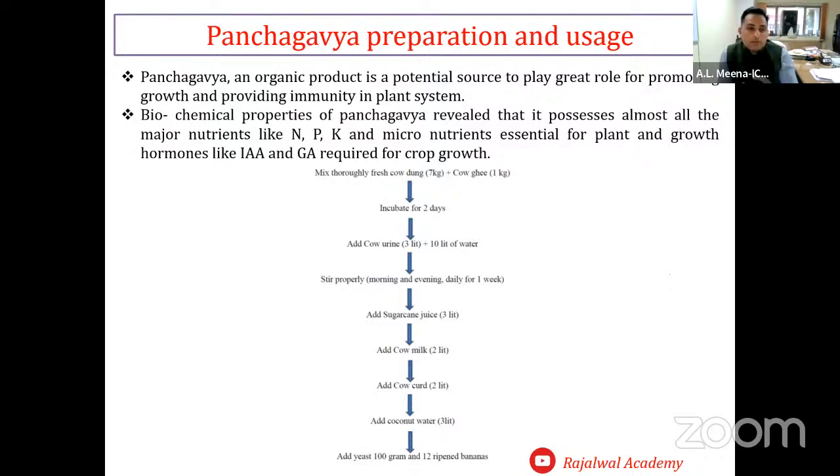plant system. Biochemical properties of Panchagavya revealed that it possesses almost all the major nutrients like nitrogen, phosphorus, potassium, and micronutrients essential for plant growth, and it also contains hormones.